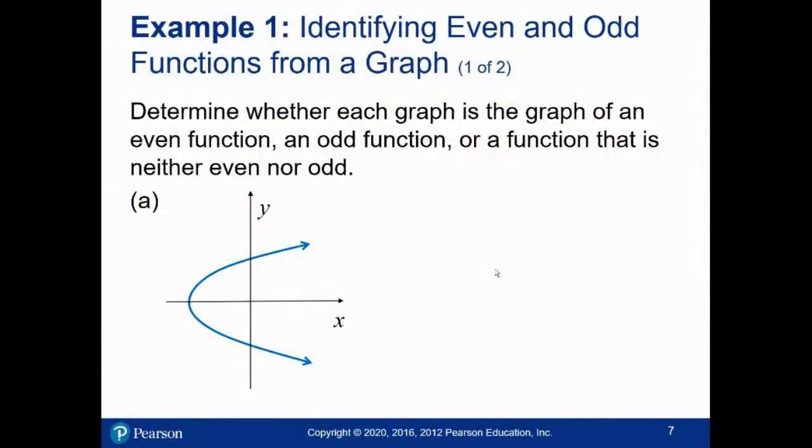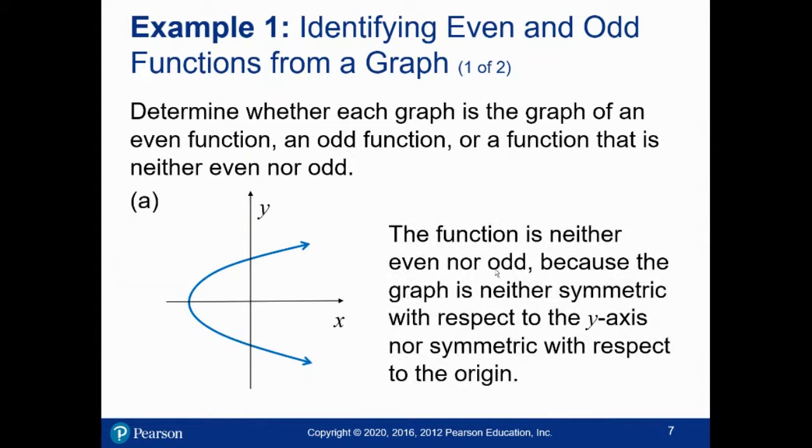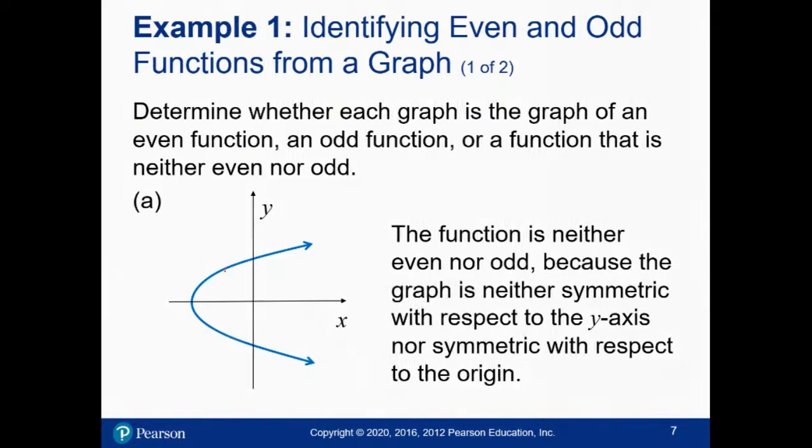Okay, so an example. Is this a graph of an even function, an odd function, or a function that's neither even nor odd? It is not symmetric across the y-axis, it's not symmetric across the origin, so it's neither even nor odd. It's actually not even a function because it fails the vertical line test. There are plenty of vertical lines that intersect more than once.